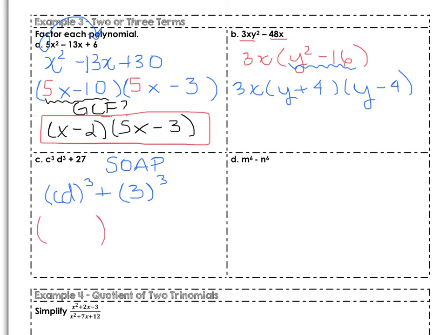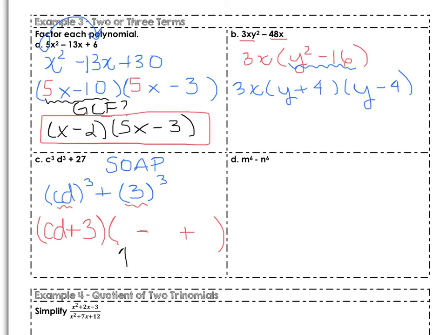Now, what does SOAP stand for? That means same sign. So my first expression, I'm going to take these two guys, and the same sign that I'm using throughout here is plus, and I'm going to add them. Now, the O and the AP, O stands for the opposite sign, and the AP stands for the always positive sign.